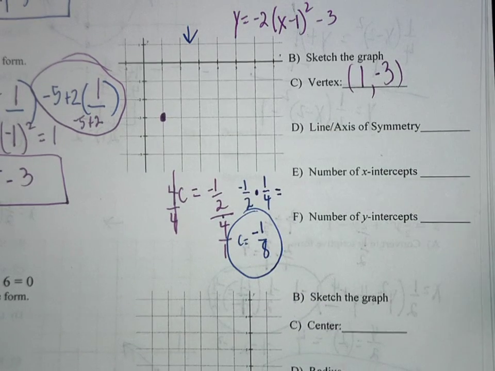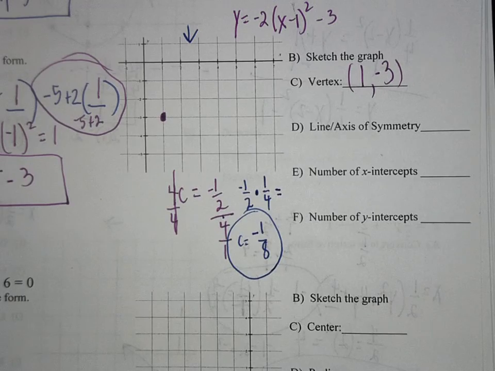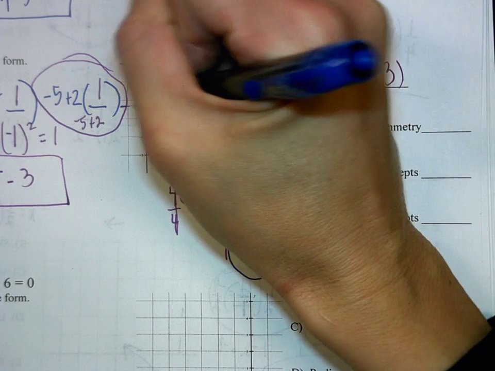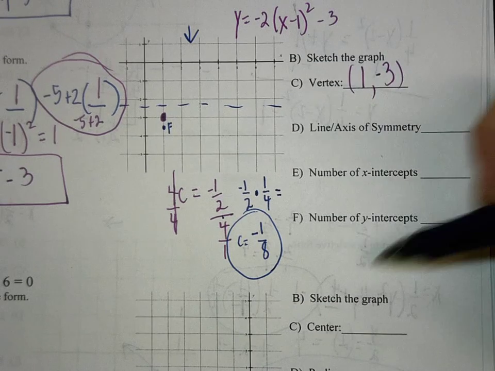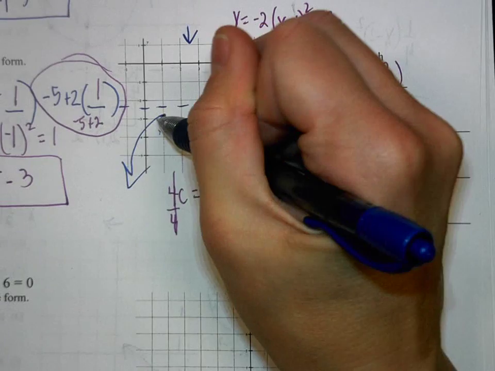Do you want to ask me a question about fractions here? No? Yes? We're okay? So what that means is we're going 1/8 down for my focus, 1/8 up for my directrix. We know that this parabola, since they're not asking for my focal chord endpoints, we know it's just going to curve down.